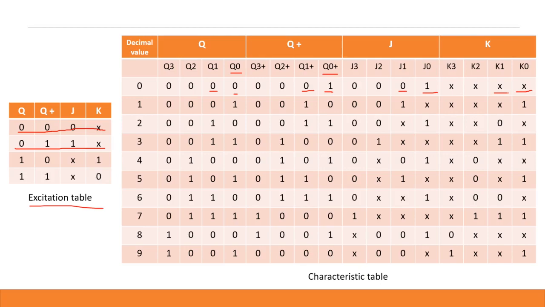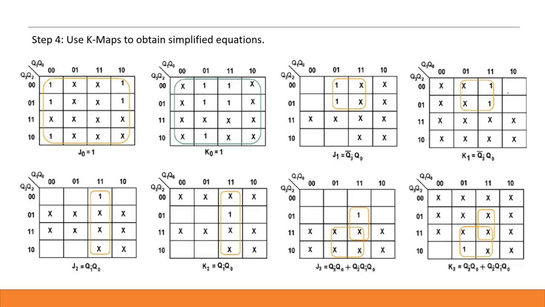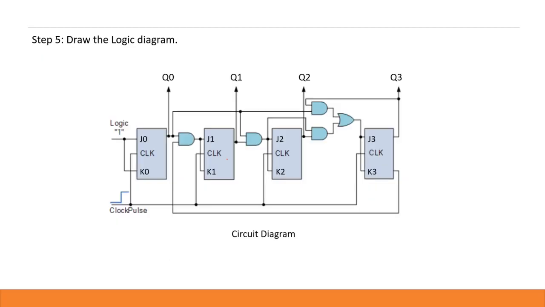And now using the characteristic table, we will write K-maps. We take the present states, that is Q0, Q1, Q2 and Q3, to be the inputs, and J and K to be the outputs, and we use the characteristic table to write the K-maps as shown. We've got 8 K-maps in total. You may pause the video and check the K-maps with the characteristic table. Now for the final step, we draw the circuit diagram from the expressions obtained. This is just the combinational part from the expressions which we use to connect all the sequential elements.